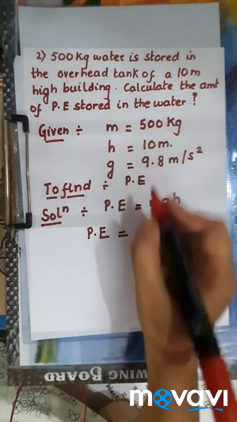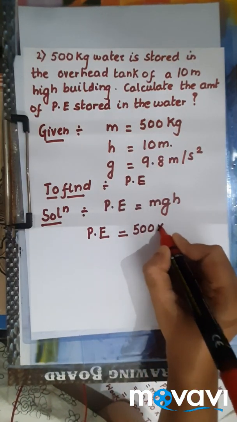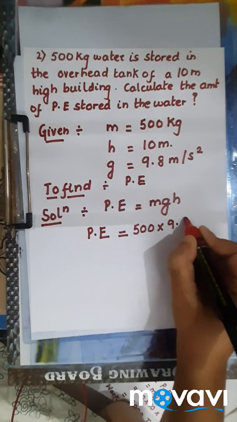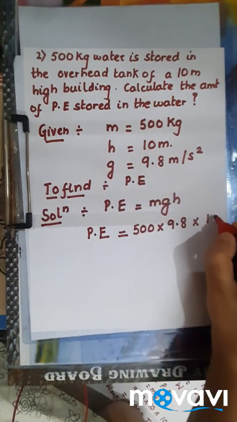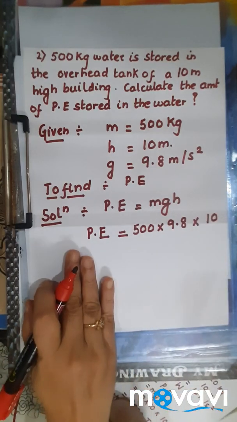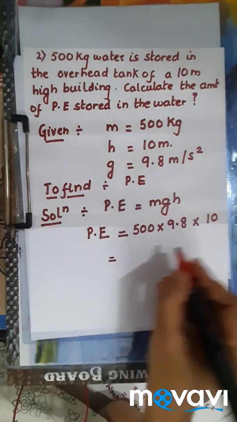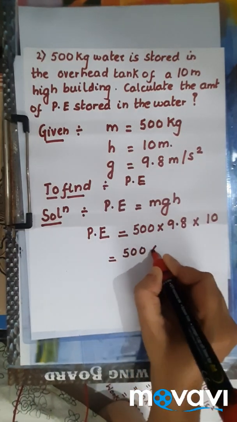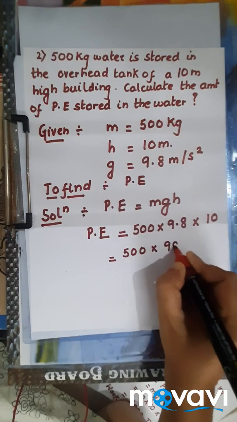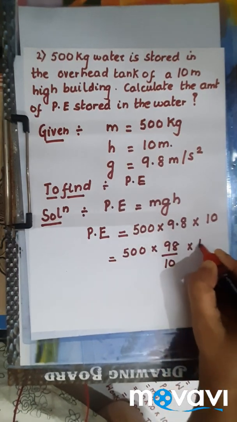Okay. How much is the mass? Mass is 500. How much is G? G is 9.8. How much is the height? Height is 10 meter. My unknown is on the left hand side. So I always do these sums in this manner. Now because it's on the left hand side, I don't have to touch anything, right? So 500. What do I write it as? I'll write this as 98 upon 10. If I remove the decimal point, it becomes much easier.